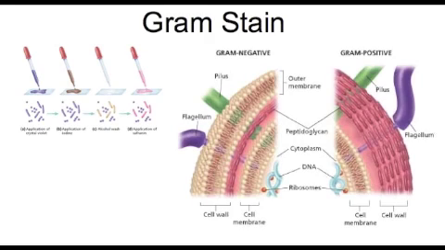Gram staining is another way to identify bacteria. It's just a series of stains and washes. If you take microbiology, you'll go through this. If you look at the diagram on the right, you can see the difference in the construction of the cell wall. Gram-negative has a very small peptidoglycan layer, and the gram-positive has a very large one. So gram-positive bacteria tend to be much more rigid. They can look at the stains and see what color they are and identify them.